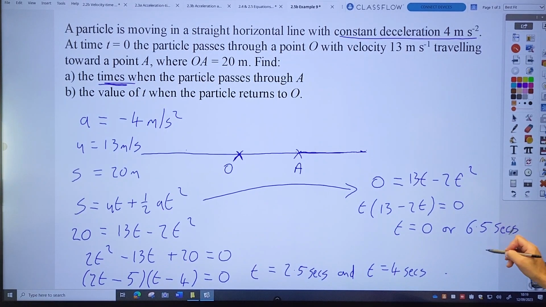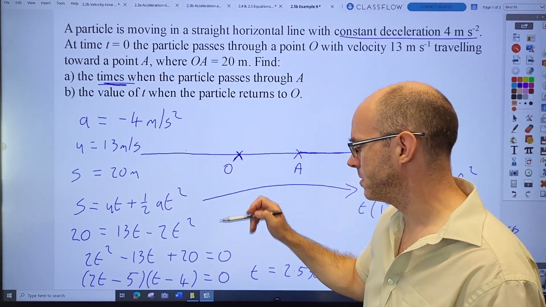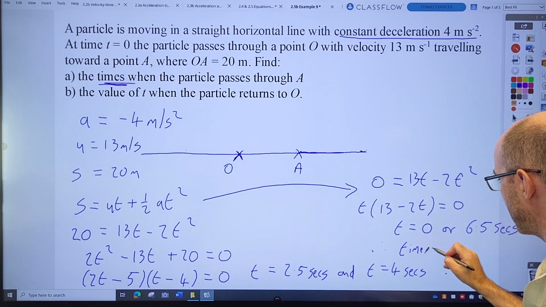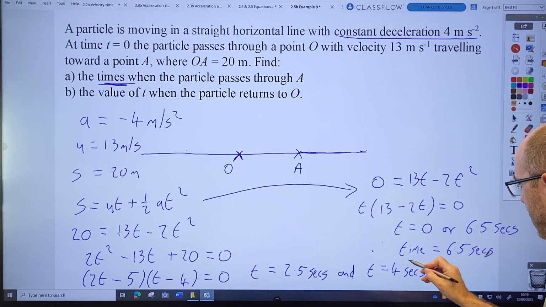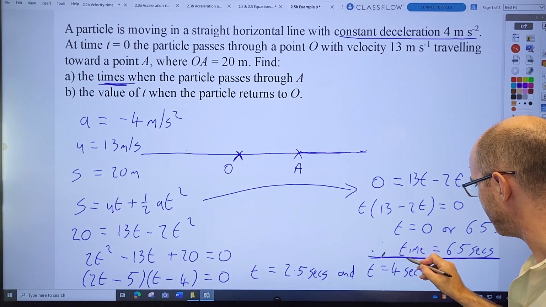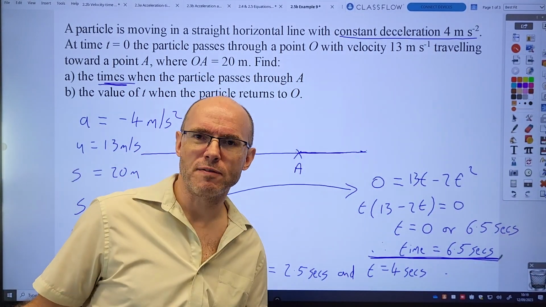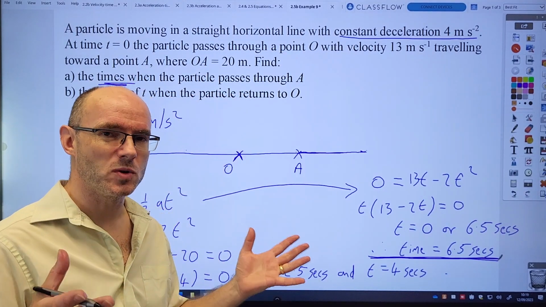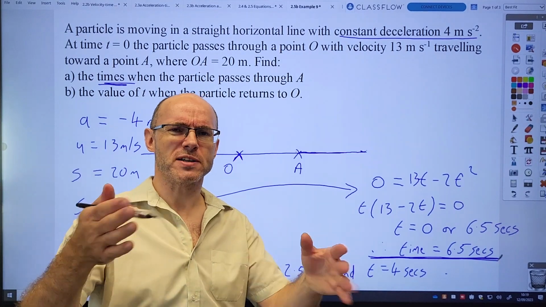Just remember, in the context of the question, when the particle returns, just write down time equals 6.5 seconds. I'm just going to underline that to highlight it. And there you go. I thought that was a lovely question, but as I said, it just threw out some really interesting things that just do need to be discussed. Hope you found that really helpful.